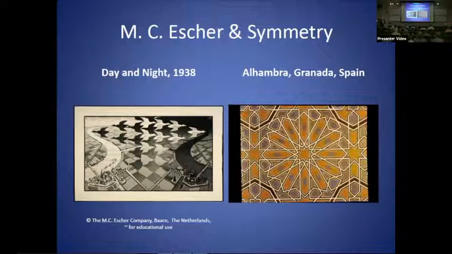And on the right, you see a decoration from the Alhambra in Granada, Spain, which Escher happened to visit twice, and he was very inspired by the geometric designs he saw in the Alhambra. And in my travels, I wanted to go there, and I was able to go there one time when I was on an Intel trip to Israel. I stopped in Spain and got to see the many, many beautiful geometric designs in the Alhambra.